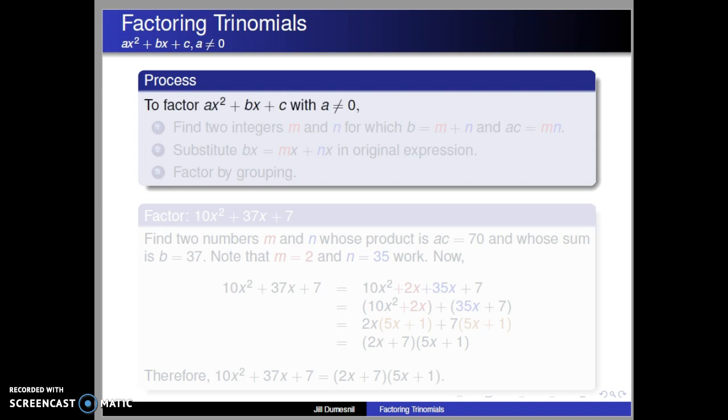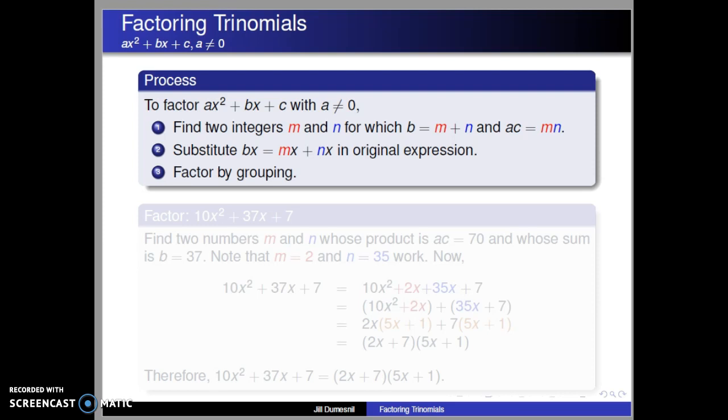To factor ax² plus bx plus c, we first find two integers m and n for which b equals m plus n and ac equals m times n. In the special case with a equal 1, notice that ac is c. Then we substitute bx equal mx plus nx in the original expression and factor by grouping. We will consider some examples for illustration.